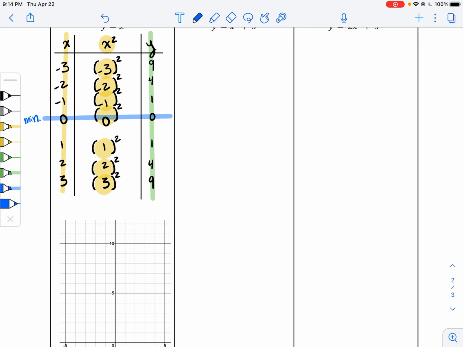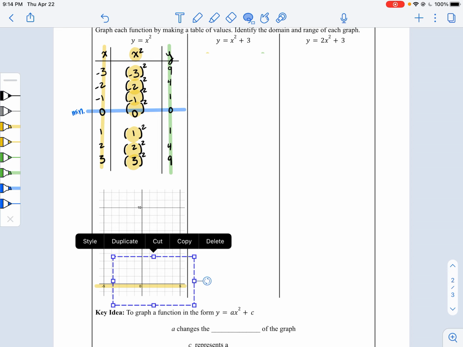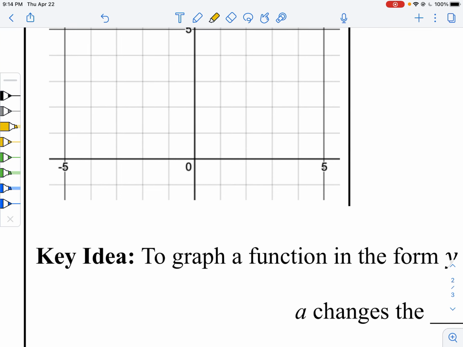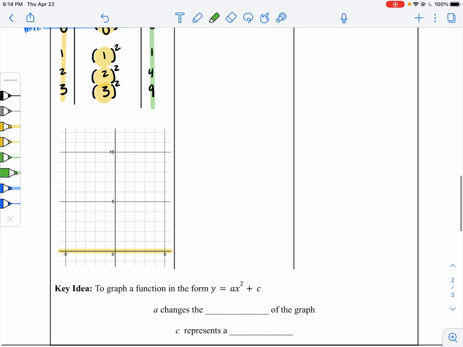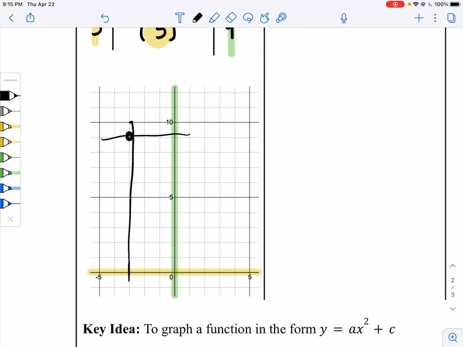Now we take these x, y values and we plug them in and plot those points. So our x's go side to side. Put this right on the axis though. And then our y's tell us how far up and down to go. So if we have -3, 9, we go back 3, which is like here, up 9, which is like there. So our point is here.